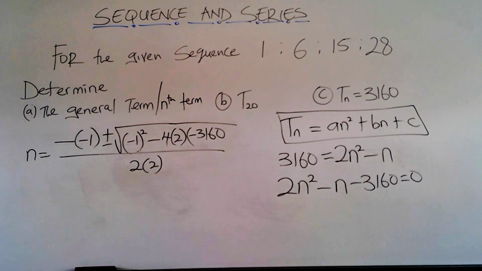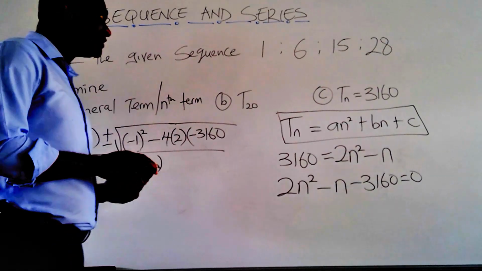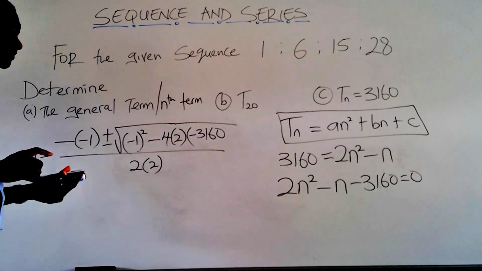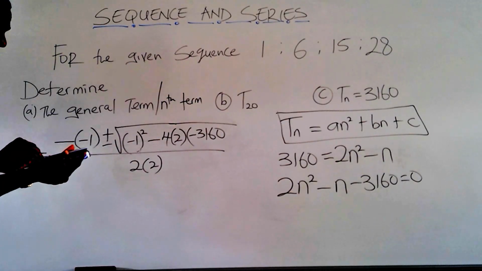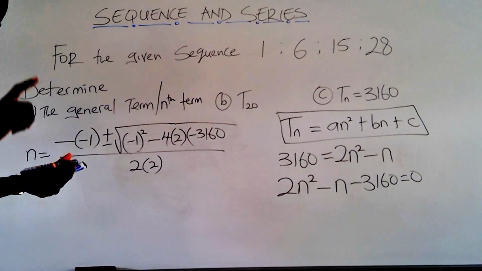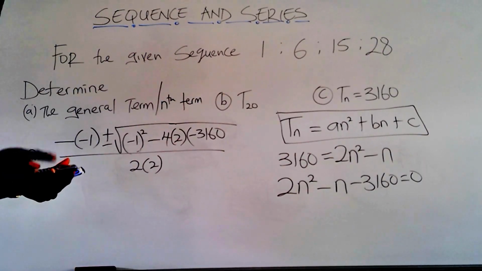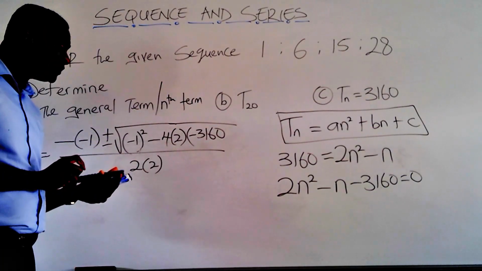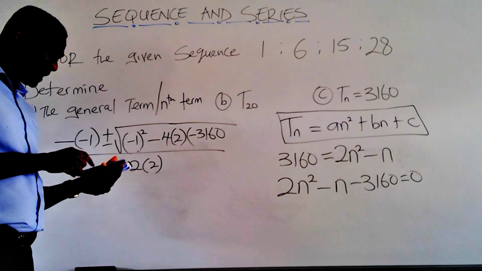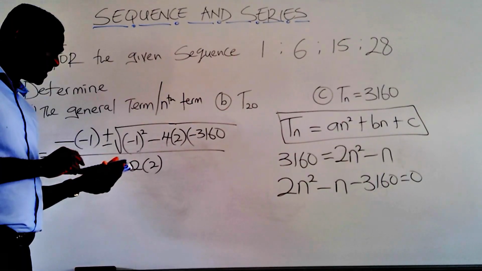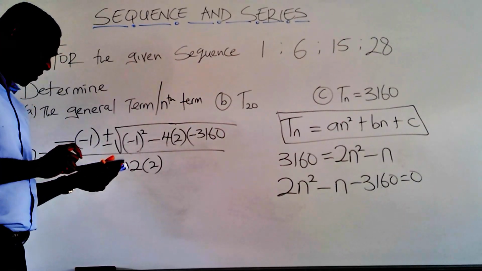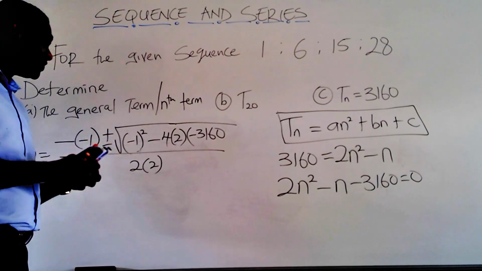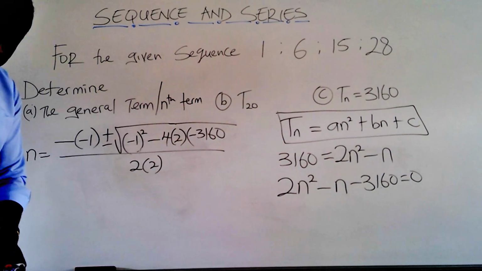Now, what we must note is that n must be a positive integer because they are asking for the term number. And if they are asking for the term number, that term number must be a whole number, a positive whole number, not a negative number or a fraction. It's like asking you the number of people. And remember, the number of people can never be half or negative. Now let's simplify this. Let's go on.